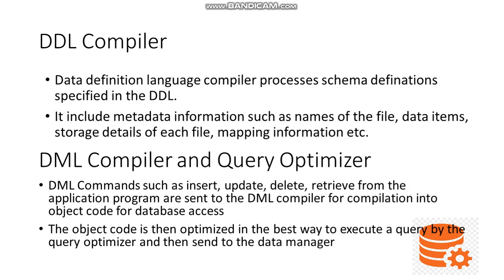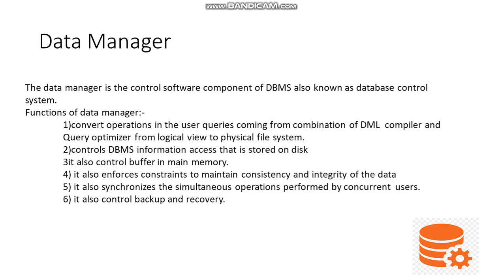The object code is then optimized in the best way to execute a query by the query optimizer and then sent to the data manager. So query optimizer will optimize this query and then it will send this query to the data manager. Now what is data manager? The data manager is the control software component of DBMS, also known as database control system. Okay, so this is the main control.